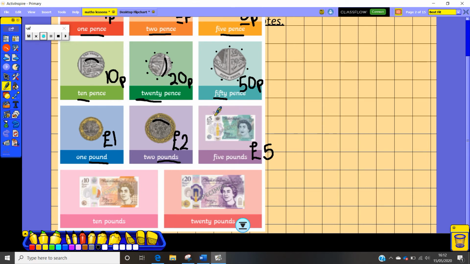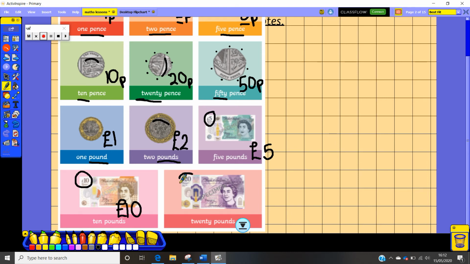And it actually tells us here in the corner what that looks like. And it's always this green colour. So if you ever have this green colour, it will be a £5 note. This one is a £10 note. It's always orange, and we write it with a pound sign and a number 10.